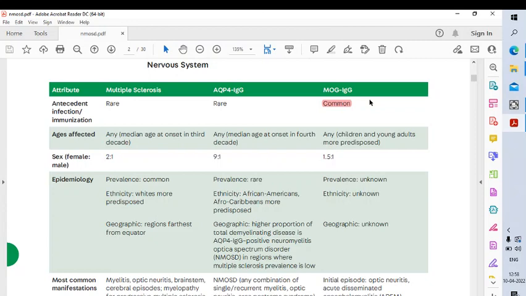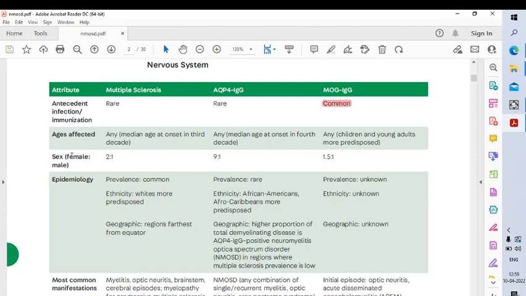Now, some points of differentiation. Number one is antecedent infection or immunization. Sometimes we get a history of prodrome of a viral illness in patients with MOG, which is rare in both of these entities. Secondly, age: in MS and aquaporin, any age can be affected, but MOG can be seen in children and young adults.